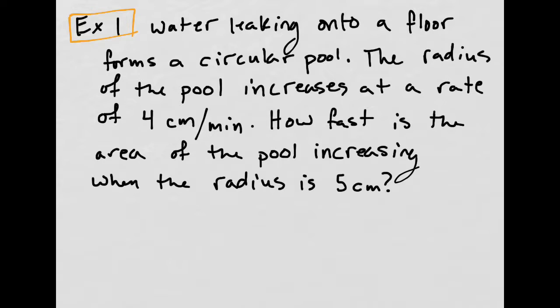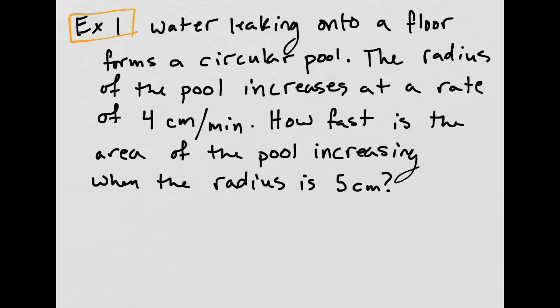Water leaking onto a floor forms a circular pool. The radius of the pool increases at a rate of 4 centimeters per minute. How fast is the area of the pool increasing when the radius is 5 centimeters?